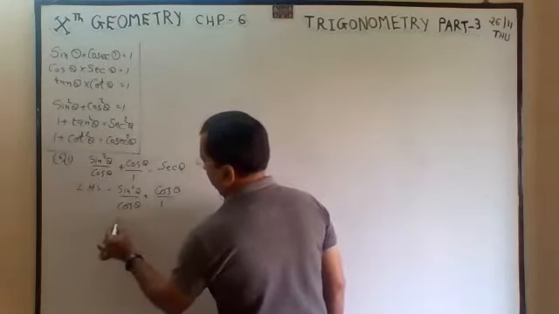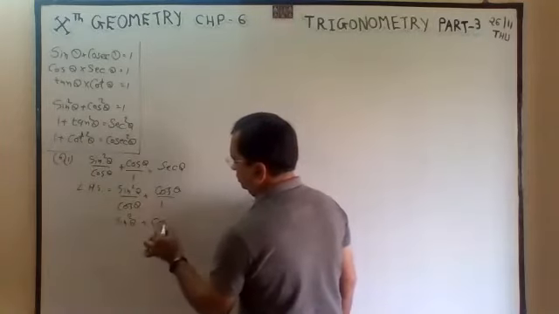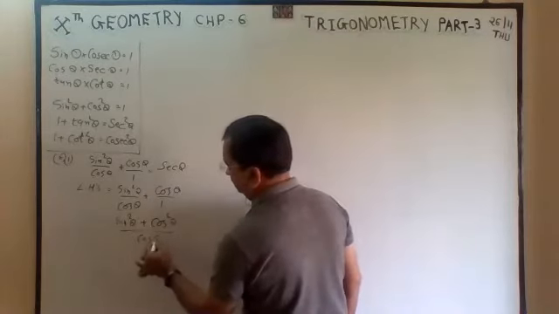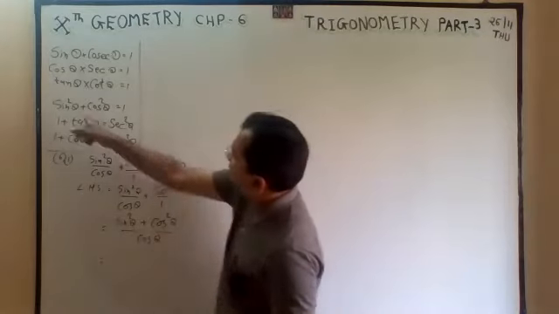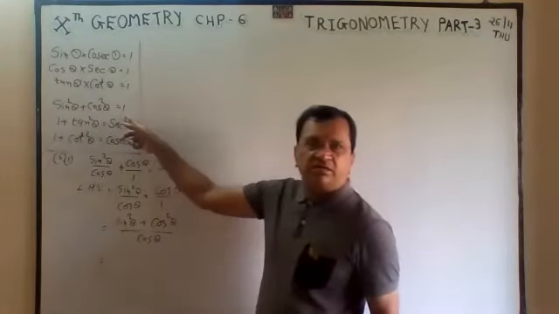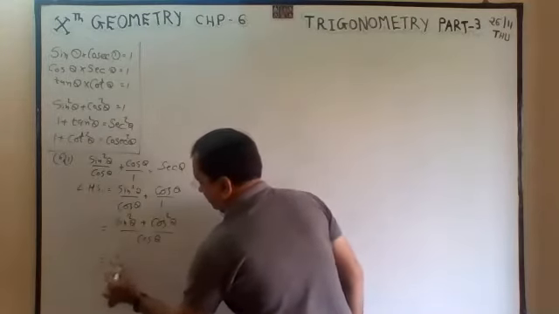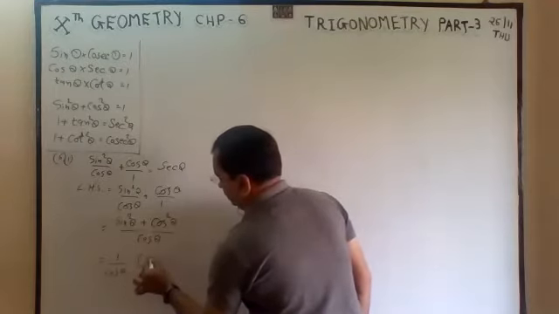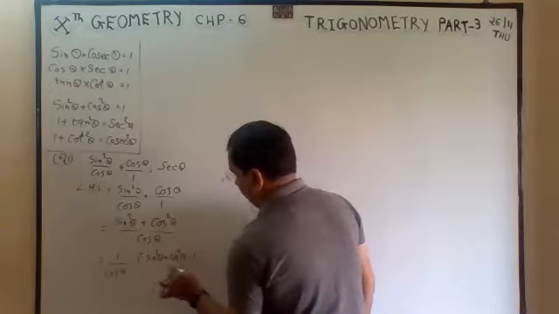1 into sin square theta plus cos into cos square theta, divided by cos theta. We know that sin square plus cos square is equal to 1. That is why I have written all the points. So here I will write 1 by cos theta, and in bracket sin square theta plus cos square theta is equal to 1.